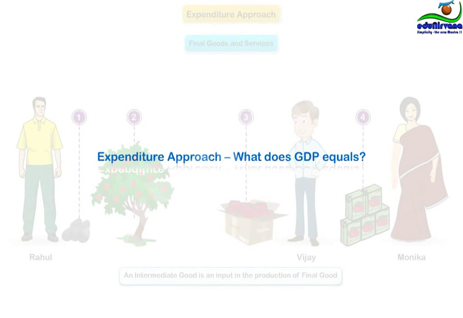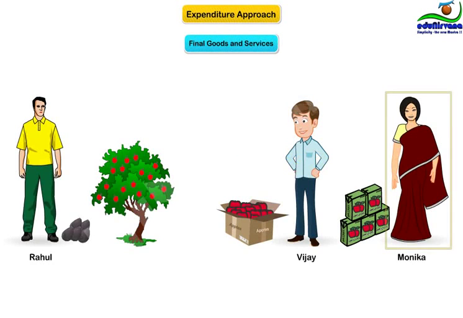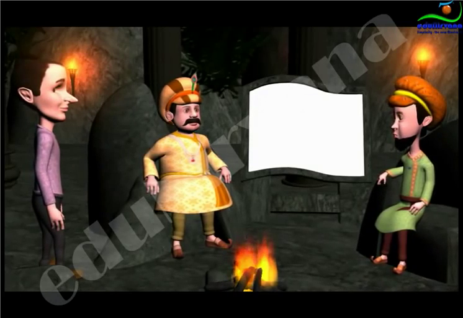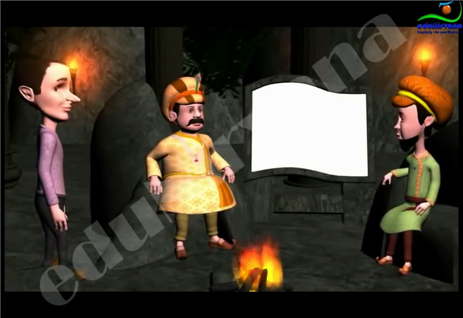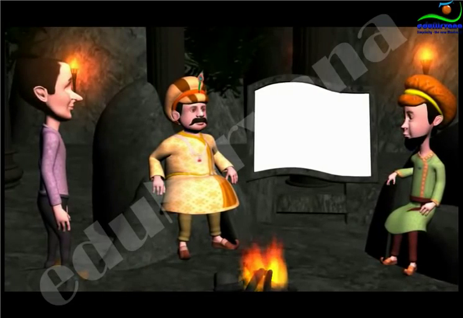So what does GDP equal if we use the expenditure approach to compute it? Any guesses? Simple. It is the dollar amount spent by buyers for final goods and services. In our simple economy, there is only one buyer, Monica, who spends $10 on one final good, apple juice. Thus, GDP in our tiny economy is $10. I'm still not very clear why expenditures on final goods only are counted when computing GDP.